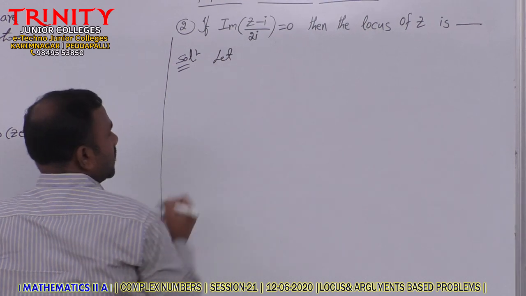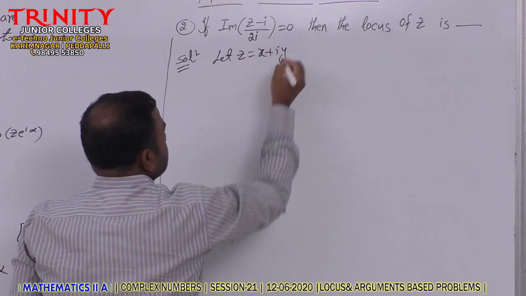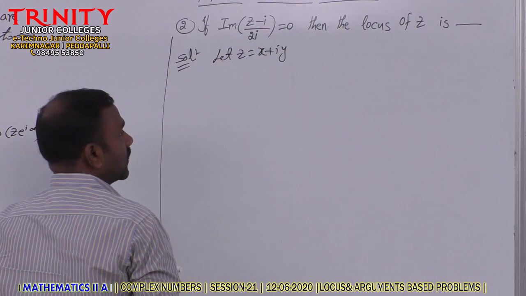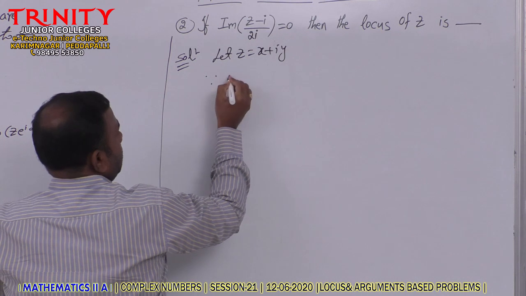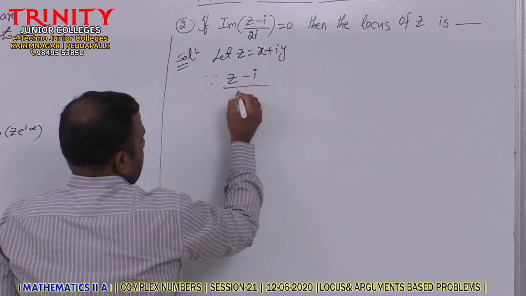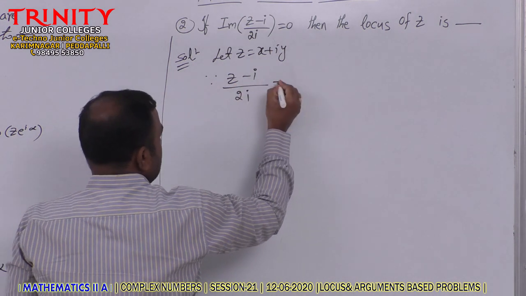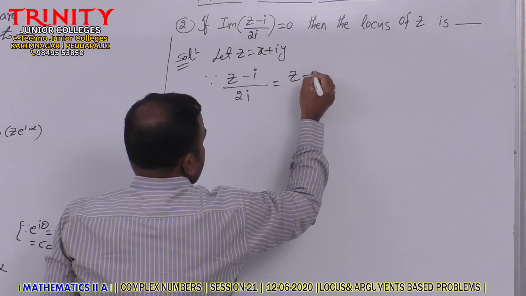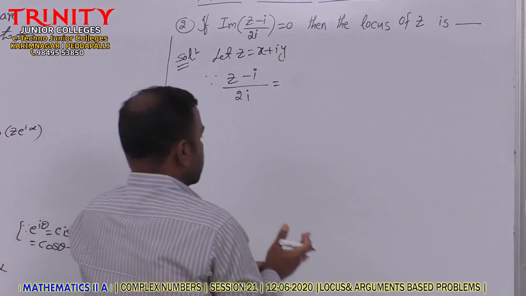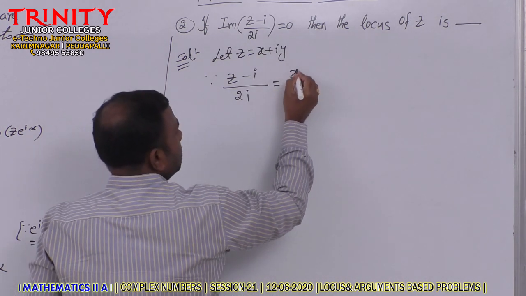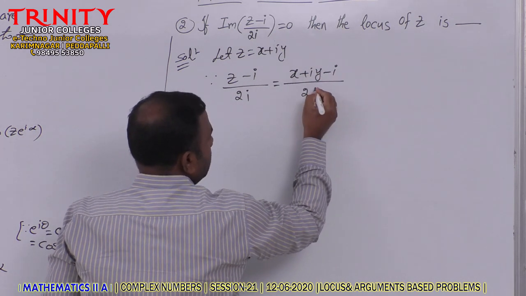Let us take the point on the locus. z is equal to x plus iy. Let us take the point on the locus is z is equal to x plus iy. Since z minus i by 2i, now you have to calculate this complex number. z minus i by 2i is what? z minus i. What is z? x plus iy minus i divided by 2i.